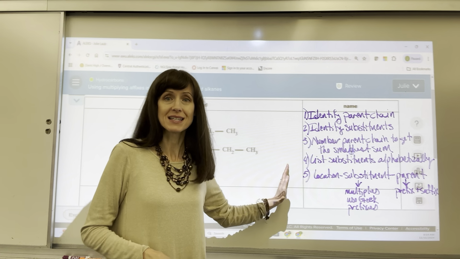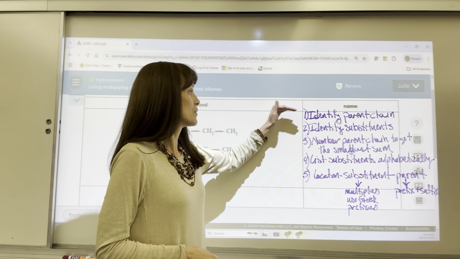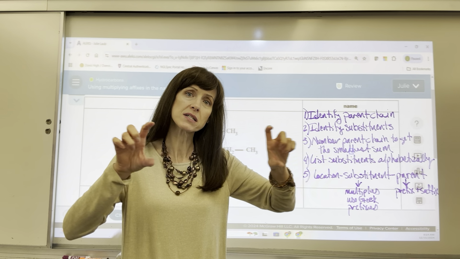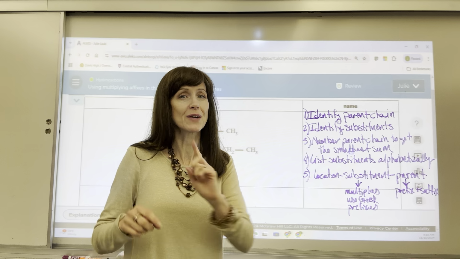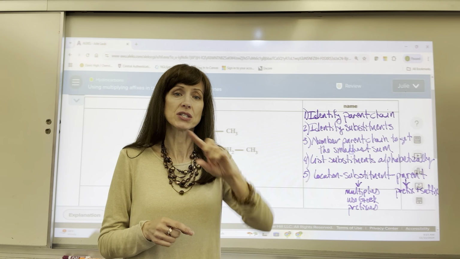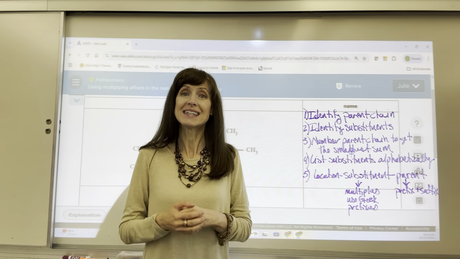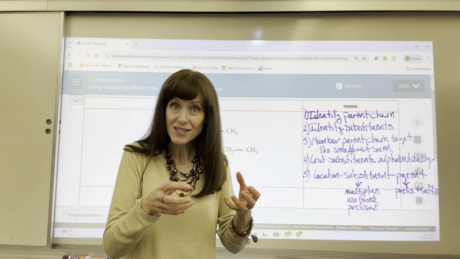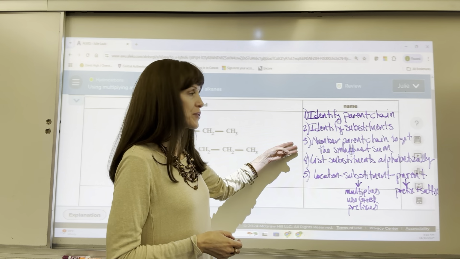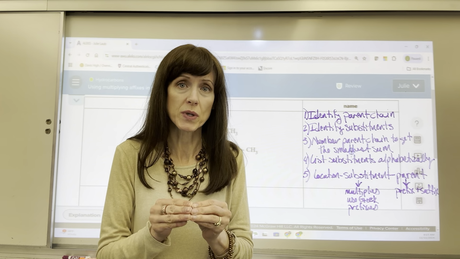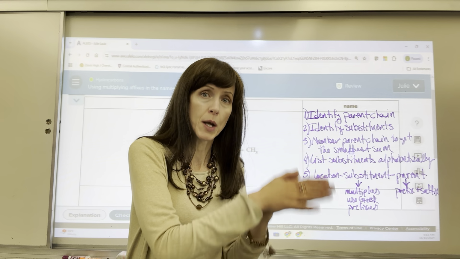I have a list, 5 steps for us. First, we have to identify the longest parent chain. That's the longest continuous string of carbons. And remember, it doesn't have to be straight, just the longest continuous chain of carbons. Number 2, we're going to identify the substituents that are attached to that parent chain. Number 3, we number the parent chain so that the sum of the substituents gives us the smallest number.